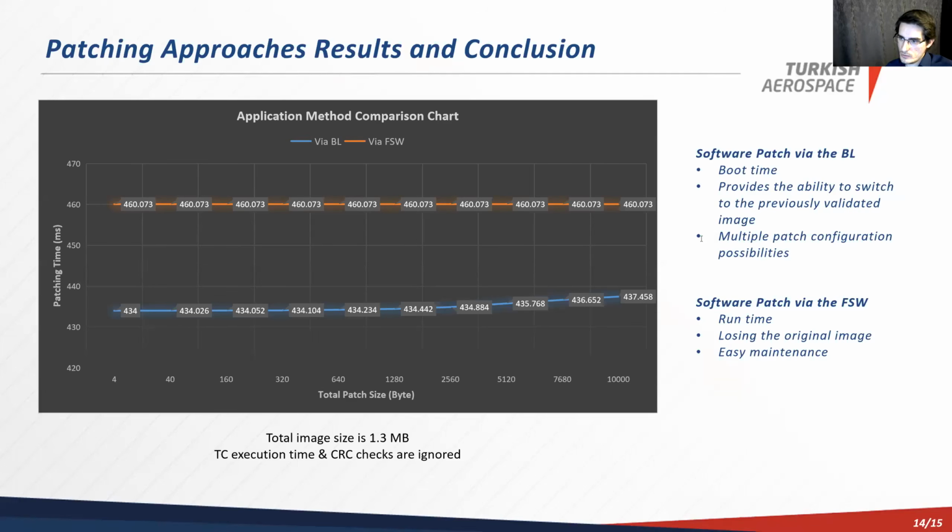Also, with the bootloader approach, you can store multiple patches on your satellite. In the flight software approach, you do not have this function. You can only store one patched image. But we can say that this is easier maintenance because you do not have to keep track of all those patch configurations in your memory.